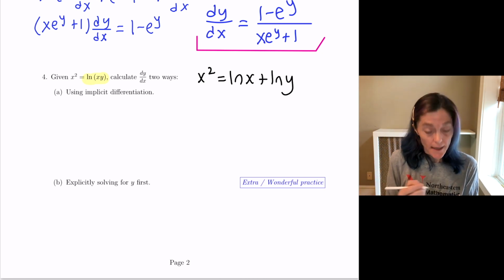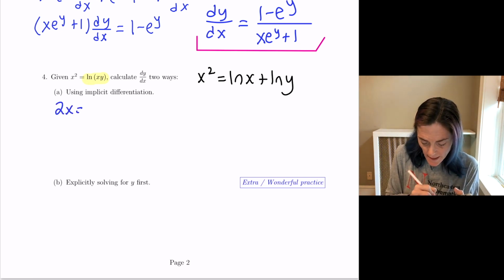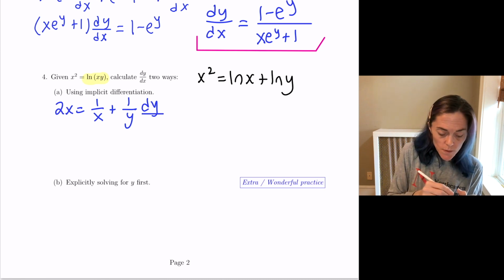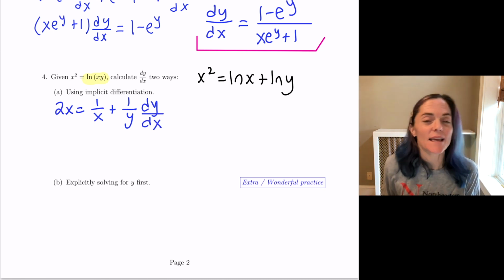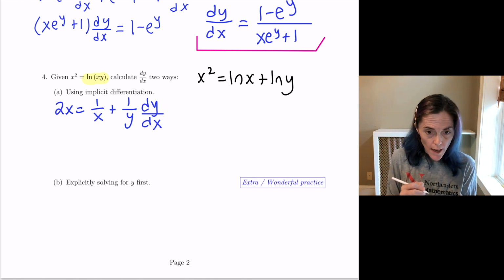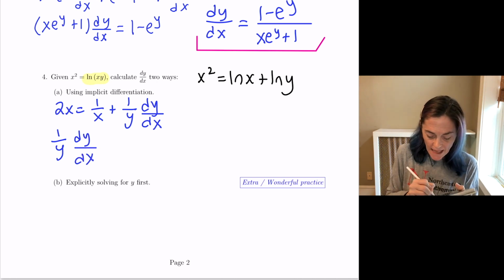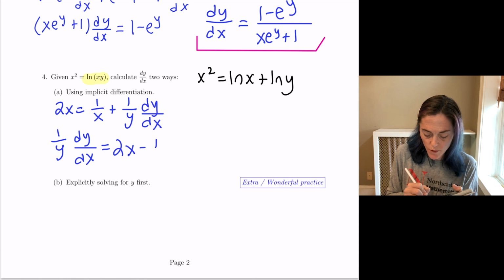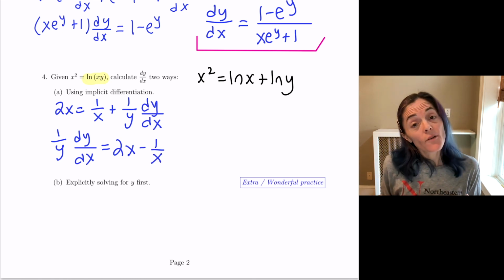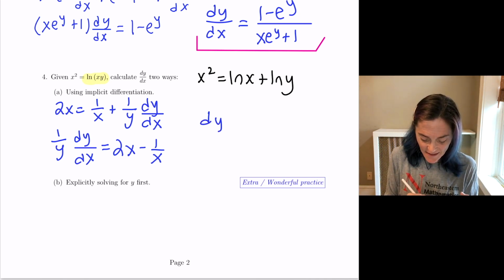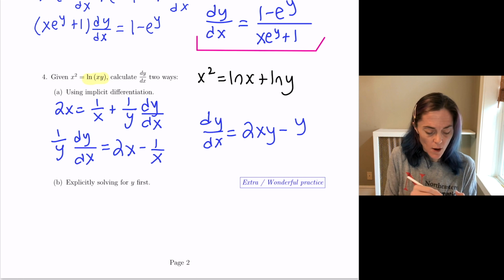For the left-hand side, I have 2x. Now differentiate the right-hand side. We have 1 over x plus 1 over y times dy/dx. This was much simpler because I used a log property first. All right, so 1 over y times dy/dx equals 2x minus 1 over x. Now to solve for dy/dx, I can just multiply through by y. dy/dx equals 2xy minus y over x.